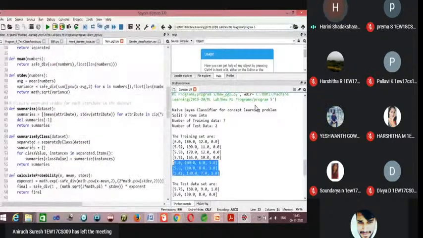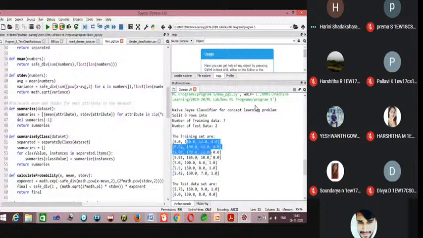So separated will give me two arrays, a list: one list with all the data with class 0, and another list with all the data with class 1. With that, separated dot items means you will take these and read them one by one. What is the class value? 0. What is the instance? The first instance. Okay. So you are going to call summarize of instances.